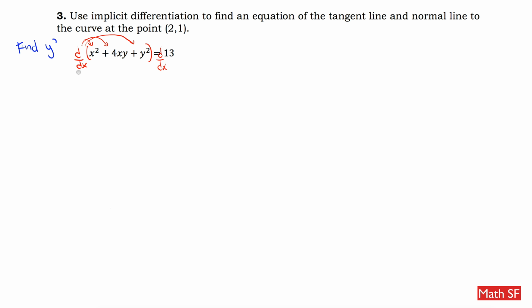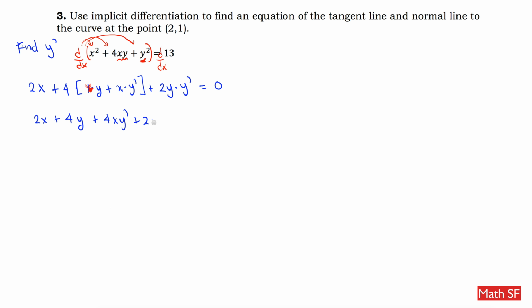We're differentiating with respect to x, so we're going to get 2x plus 4 times, be careful, this one is the product rule. So the product rule will be 1 times y plus x times y prime, plus the next one, y squared, which uses the chain rule. So it's going to be 2y times y prime equals the derivative of 13, which should be 0. Also, 1 times y is just y. So I'm going to have 2x plus 4y plus 4x y prime plus 2y y prime equals 0.